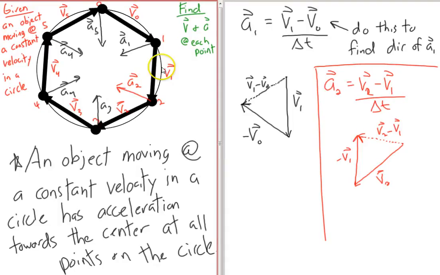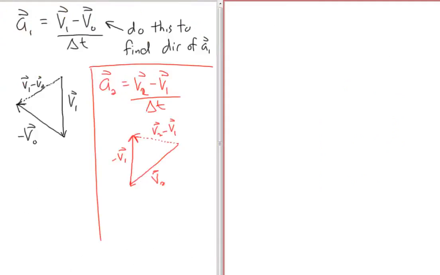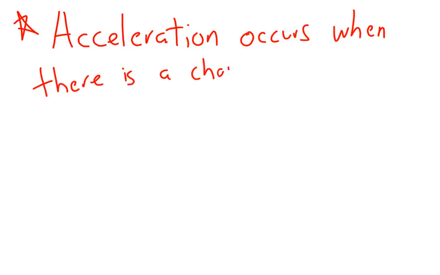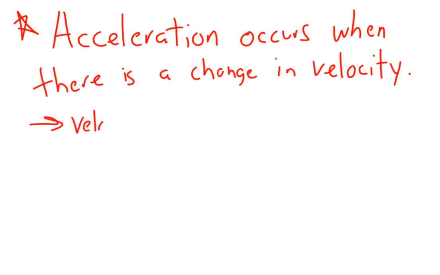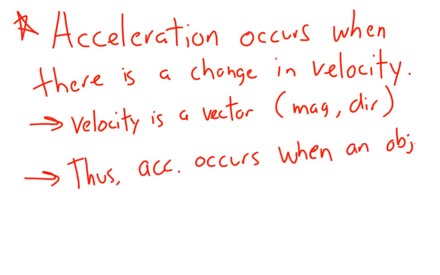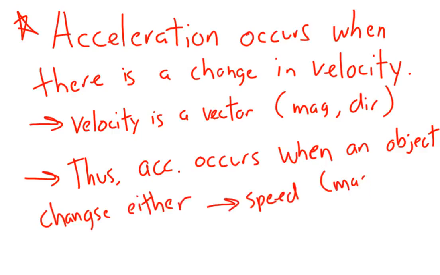And that actually kind of tends to conflict with our idea of what acceleration means, because we're traditionally used to thinking, okay, acceleration means a change in speed. However, if we're going to define acceleration as a change in velocity, which we are, then this leads us to this new concept. That is that acceleration occurs when there's a change in velocity. And since velocity is a vector which has two different parts, magnitude and direction, then acceleration can occur when an object changes either its speed, which is magnitude, or its direction.